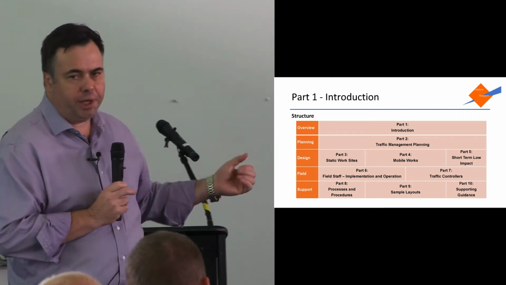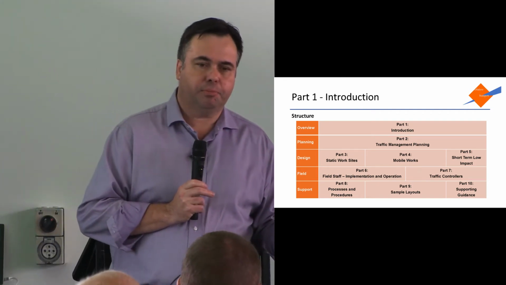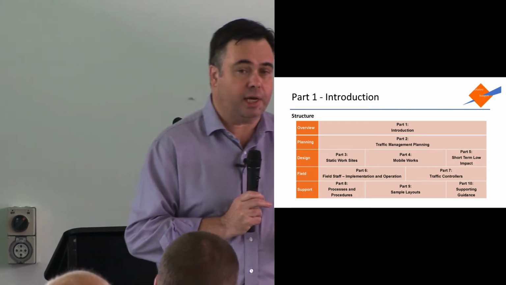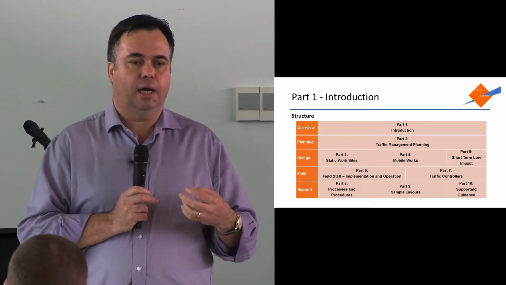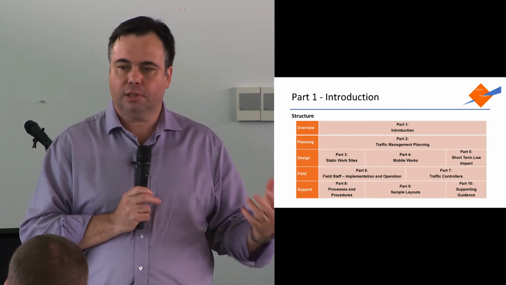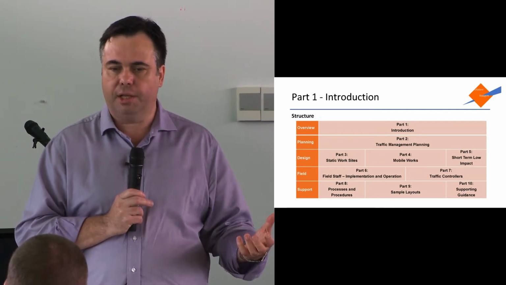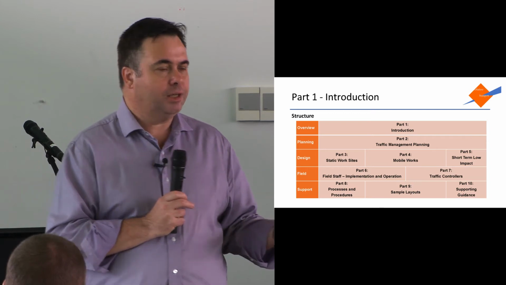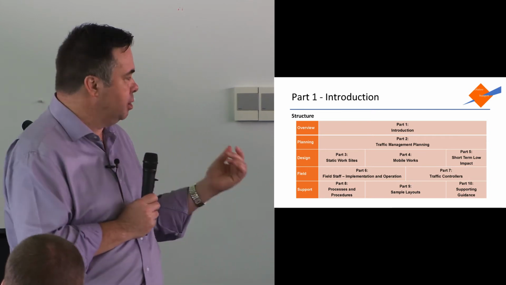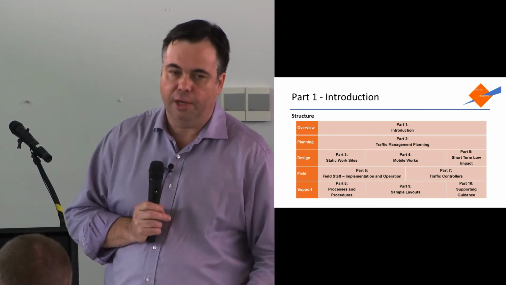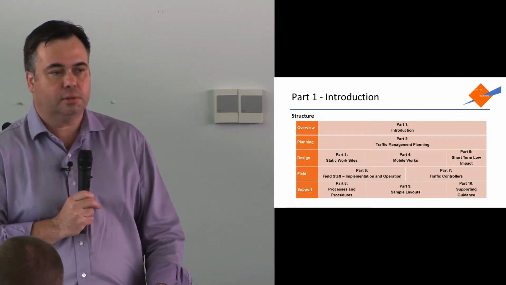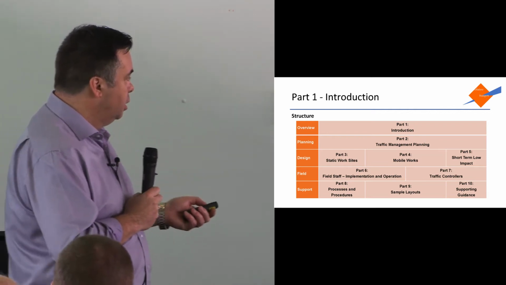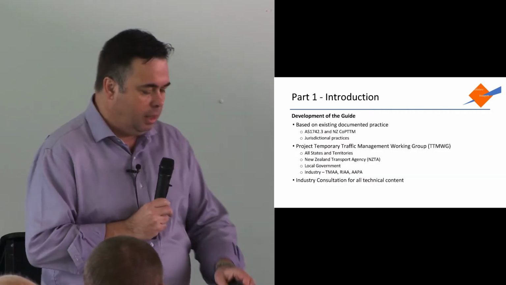Then we've got some supporting parts. Part 8 is processes and procedures, which really is aimed at companies, those preparing contracts, government agencies and the like, setting the scene for traffic management. Part 9 is some sample layout diagrams, and part 10 is other supporting guidance. Basically a home for something where we couldn't find a home somewhere else, so we've just dumped it all together. So that's the general structure.